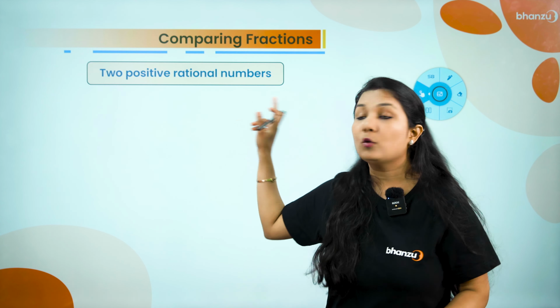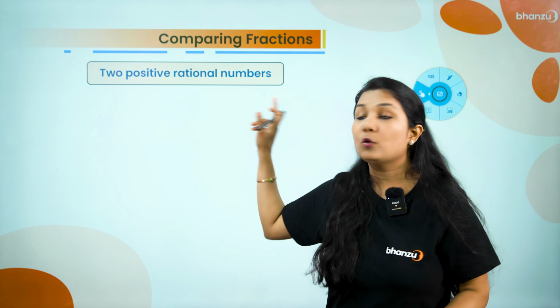What should we do? Our job is to make the denominator the same. How do we do that? By converting them into like fractions. Once you do that, then we compare the numerators, and since we know 9 is greater than 8, therefore 9 by 12 is greater than 8 by 12. Got it, everybody?